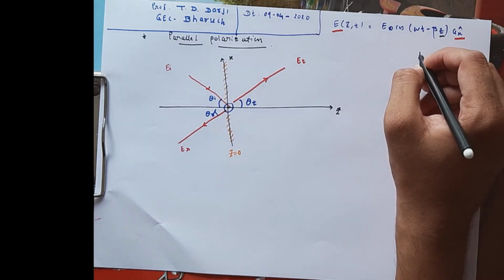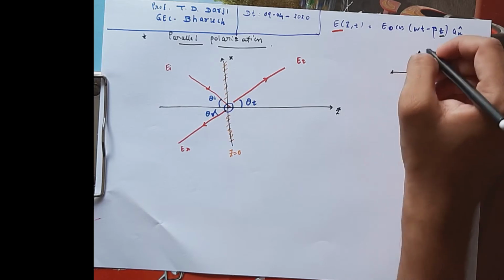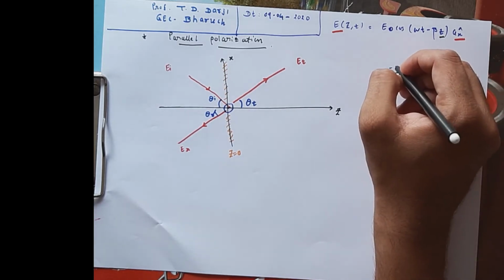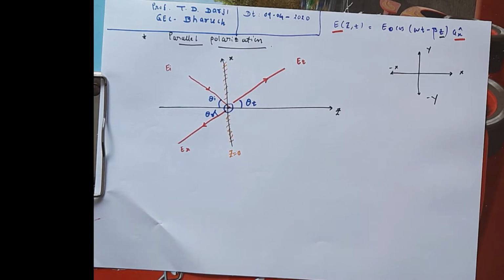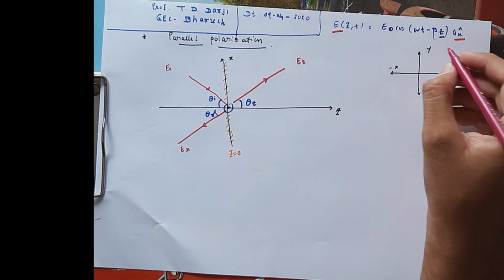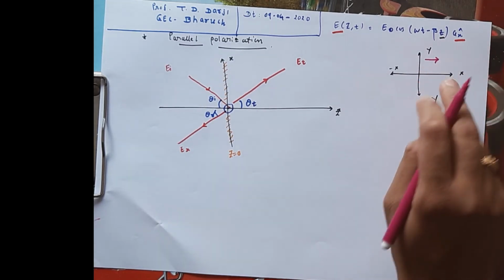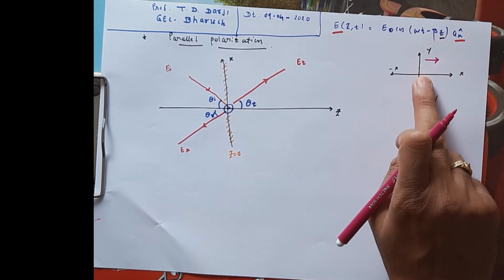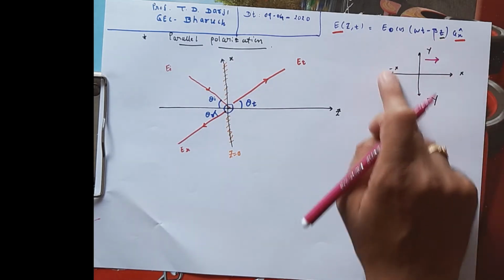Okay, suppose I draw a 2D representation. Suppose this one is my x-axis, this is the minus x-axis, the y-axis and the minus y-axis. Now I have to draw vectors. So I will draw this vector. Now what can I say about this vector? This vector is in which direction? In the positive x direction, but this vector is present in the xy plane.